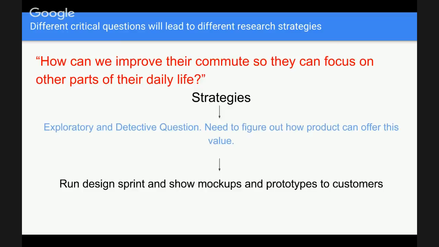And this is the classic design sprint that you are learning in the product design course in the Tech Entrepreneur Nanodegree. You run design sprints and you show people mock-ups and prototypes to customers to understand whether they get it and to get feedback on whether this is actually a good solution that can offer them more time and offer them the ability to improve other parts of their daily life.